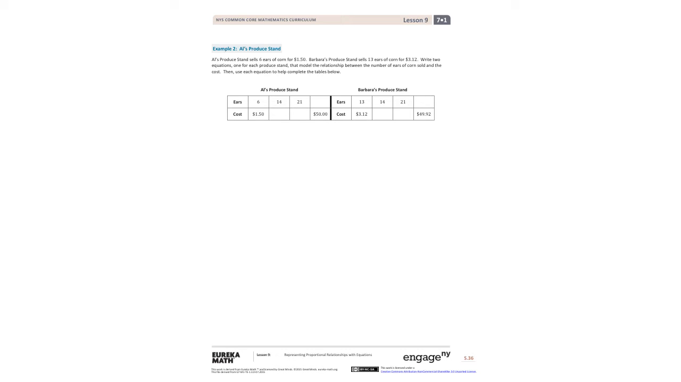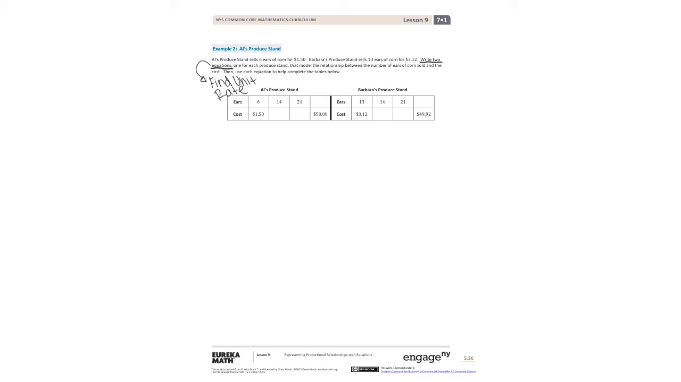Example 2. Al's produce stand sells 6 ears of corn for $1.50. Barbara's produce stand sells 13 ears of corn for $3.12. Write two equations, one for each produce stand, that model the relationship between the number of ears of corn sold and the cost. Remember that when we write an equation, we need to find the unit rate.